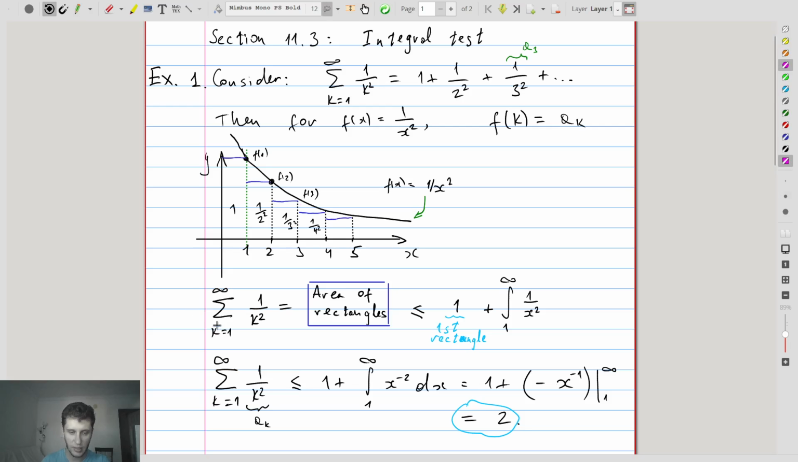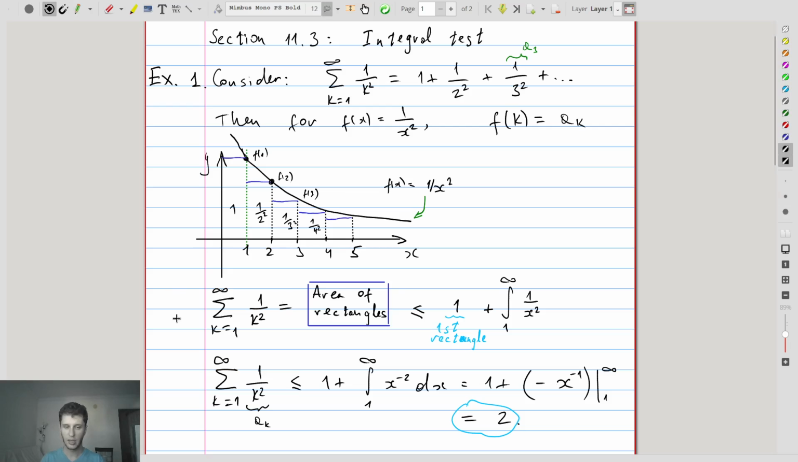So we get the estimate if k starts from 2, right? We exclude the first rectangle, then the total area is at most the area under the graph from 1 to infinity. But we do want to include the first rectangle, so we're going to do it separately. We're adding the first rectangle on the right hand side, and we're adding it on the left hand side, and this way the inequality is still true.